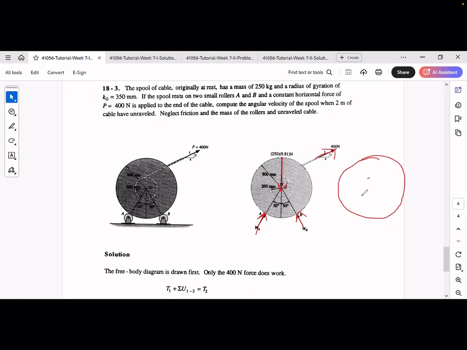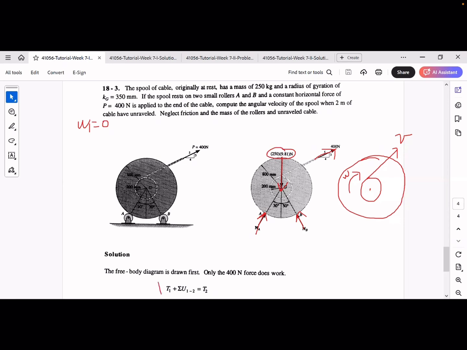Now my kinetic diagram. I've got V and omega, the angular velocity. Initially, the system is at rest, so omega 1 is 0. I know the mass is 250, so I can find the weight, 250 times 9.81.